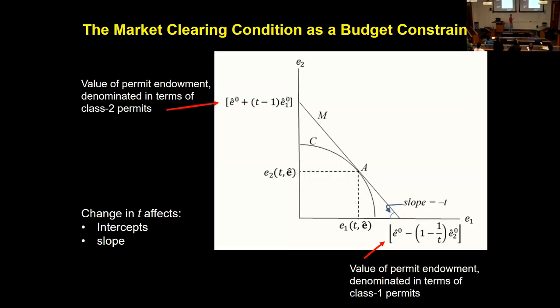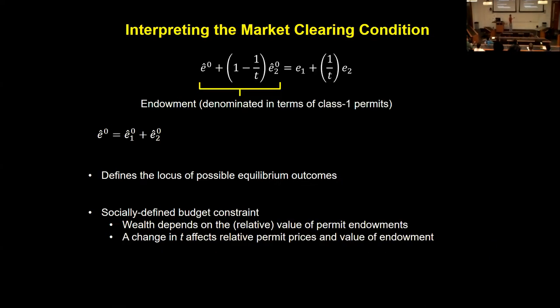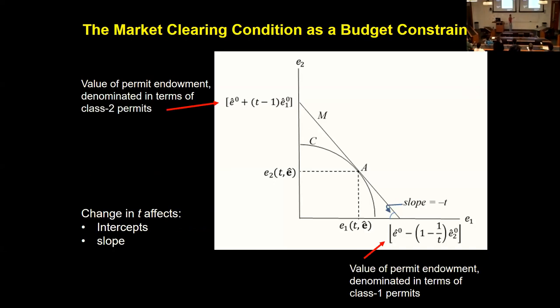If we were to graph this budget constraint, we graph this on this axis, graphing it by M. On this axis here, E2, it intersects here. This is the value of the permanent endowment denominated in terms of class two permits. This is the value of the endowment denominated in class one permits. So this is what I had on the left-hand side of that previous budget constraint equation. And if we solve when E1 is zero, this is what we get on the other side.